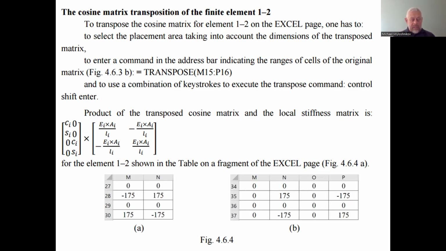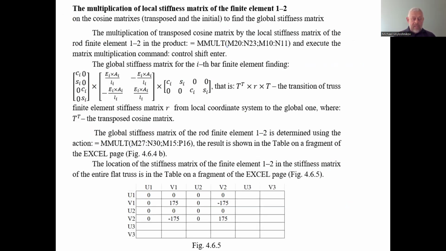So this is the intermediate matrix of the product of the stiffness matrix of finite element number i. i is the number of the finite element: 1, 2, 3. We have 3 finite elements. The stiffness matrix in the local coordinate system is multiplied by the transposed cosine matrix, and we have the intermediate matrix. After that, we have to multiply this intermediate matrix by the cosine matrix, and we will have the stiffness matrix of the finite element in the global coordinate system. So this is the second factor.